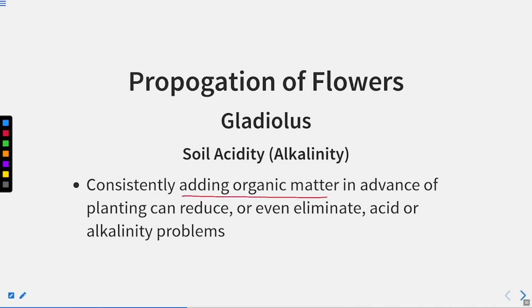Consistently adding organic matter in advance of planting can reduce or even eliminate acid or alkalinity problems. If we continually add organic matter in advance of planting, that can reduce or even eliminate acid or alkalinity problems.